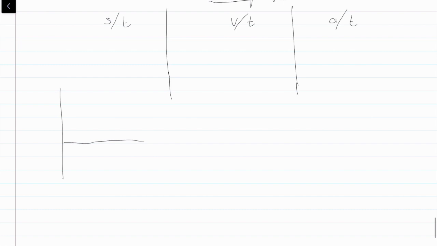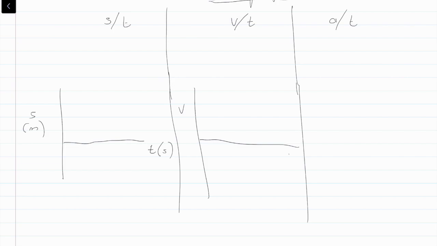We have displacement on the y-axis in meters and time on the x-axis in seconds. Then a velocity time graph, what does that look like? We have velocity on the y-axis in meters per second, and time again in seconds. And an acceleration time graph, I'm sure you've guessed it, we have acceleration in meters per second squared, and time in seconds. All of these quantities are vectors.